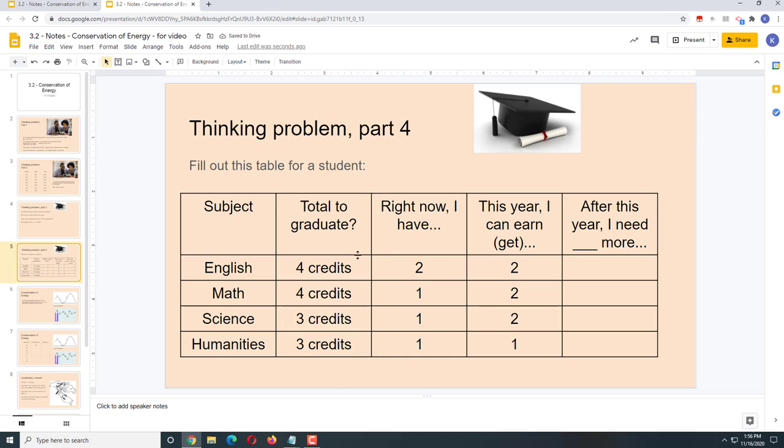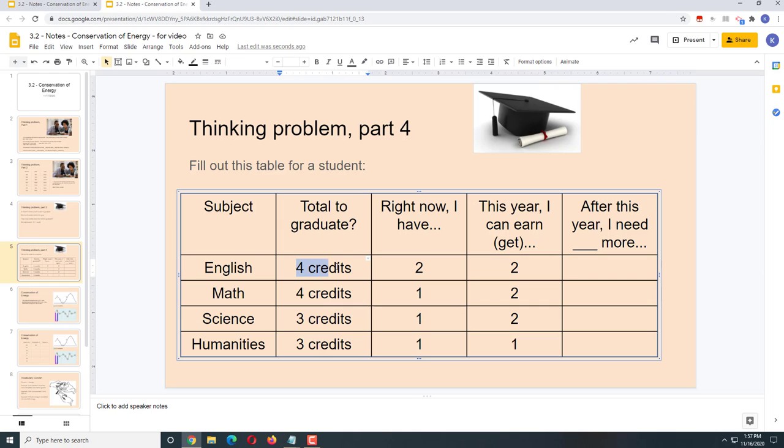If we have this table, any student at the bottom needs 4 English credits to graduate. If she has 2 right now, and she's getting 2 this year, then she will need 4 minus 2, which is 0. So after this year, she's done with English credits. Math, 4 credits to graduate. Right now, she has 1. She can earn 2 more this year, so she'll need 1 more.